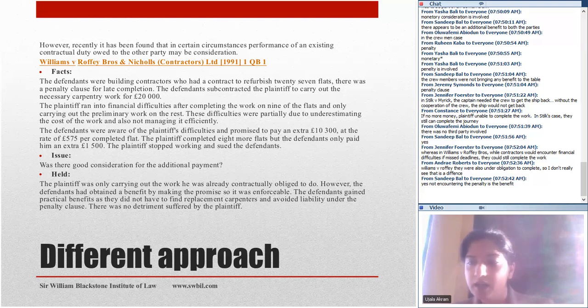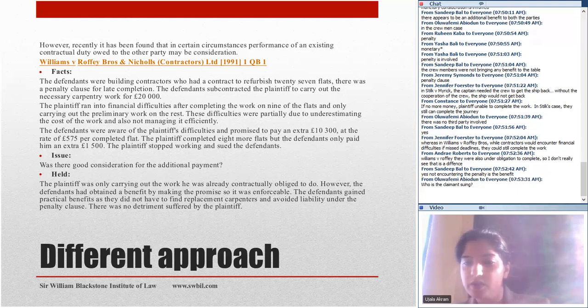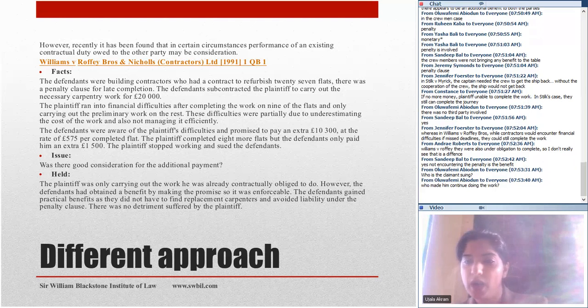Okay, so Sandeep, you agree? Not encountering the penalty benefit. Yes, you are absolutely right. Okay, Andre, you're saying that in Williams versus Roffey Brothers they were also under obligation to complete. So the courts here found that they obtained a benefit in Williams versus Roffey Brothers because they avoided the penalty clause. So that is the main difference in this case.